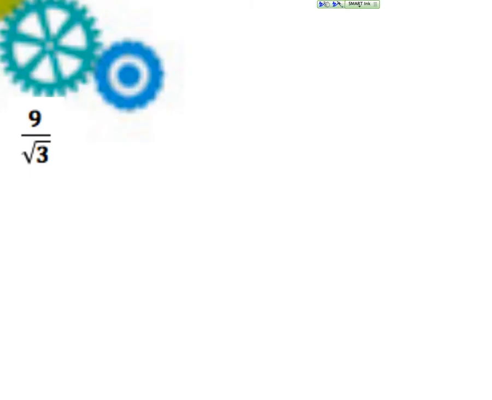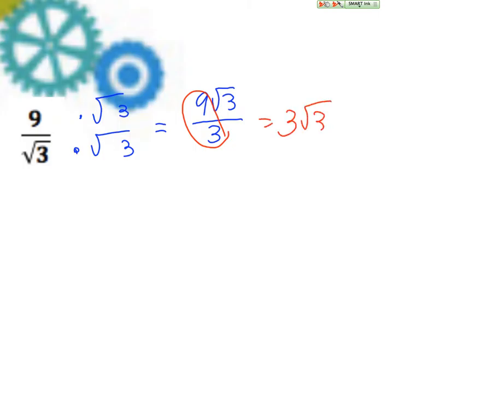So when we want to rationalize, we have to multiply by what's in the denominator. So whatever square root is in the denominator. So then I've got 9 square roots of 3. And then my shortcut, which we talked about on the properties, square root of 3 times square root of 3 is just 3. And then I can reduce 9 over 3. 9 divided by 3 is 3. So I end up with 3 square roots of 3.